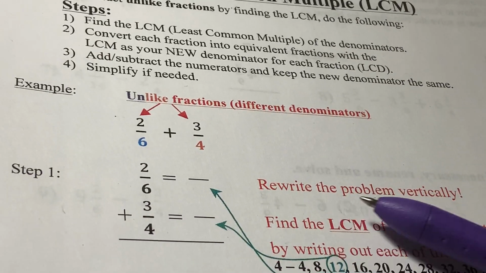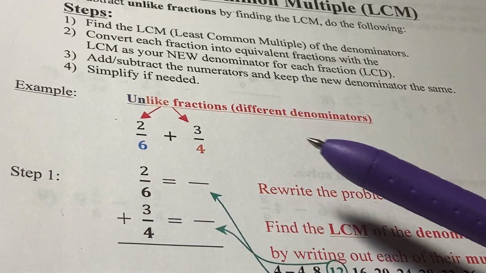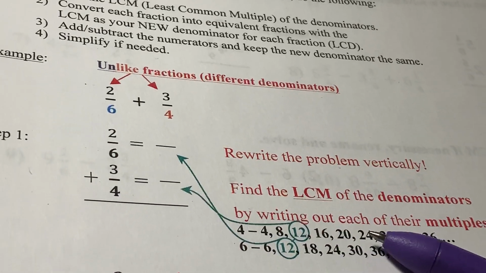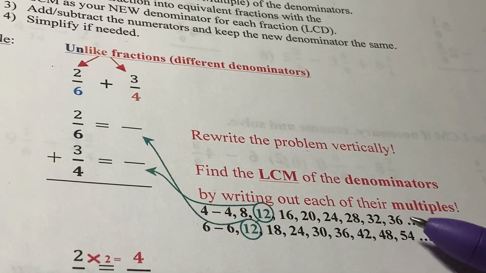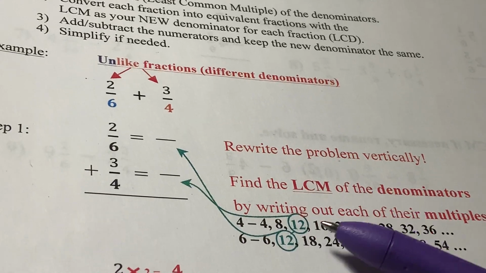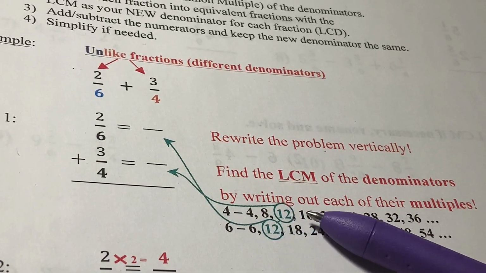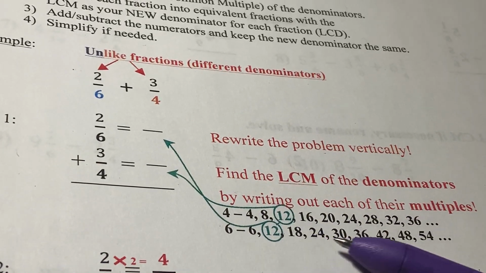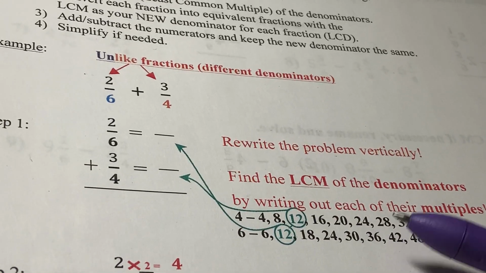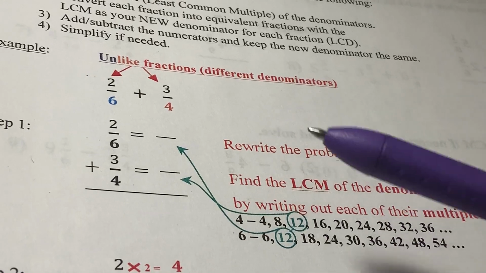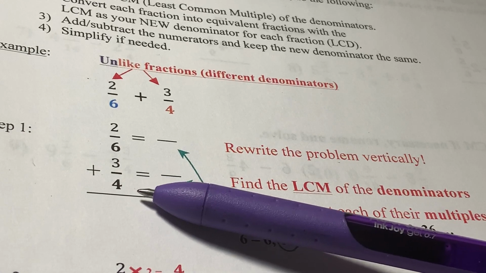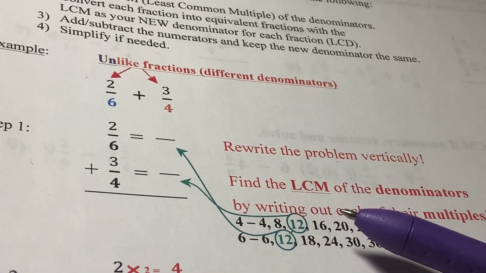So after rewriting the problem vertically, if you choose to do so, we find the LCM of the denominators by writing out each of their multiples. You see how here I have my 4 times table written out, my 6 times table written out. For this first example, I did that just to show you something very important. We're looking for the LCM of 6 and 4, the least common multiple. What do we mean by that?